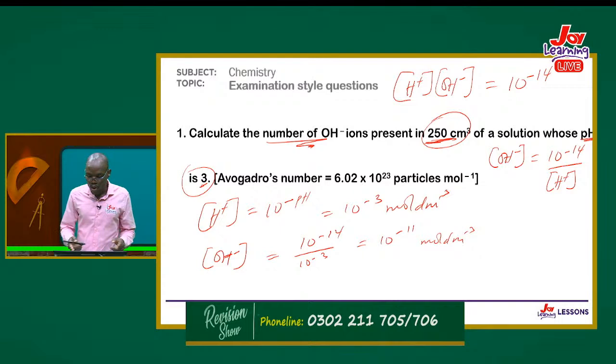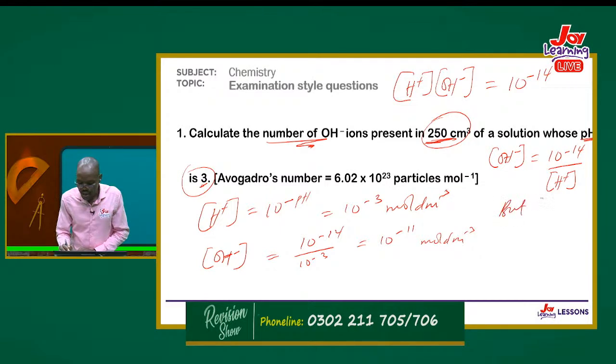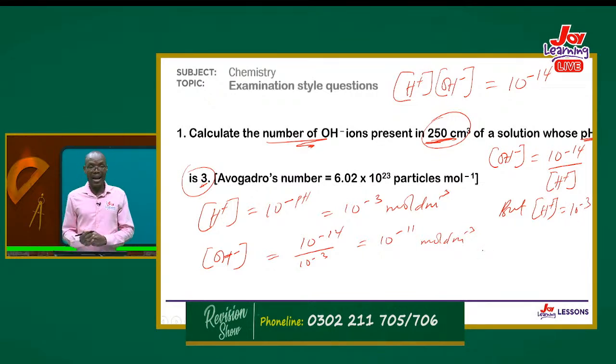Good. So we have the pH of the solution. If we have the pH of the solution, we can calculate the concentration of H plus ions, isn't it? Yes. Good. So if that is the case, the concentration of H plus ions is equal to 10 power negative 3. So what should we do? You got it now? Yes. Good. That is excellent. Clap for yourself.